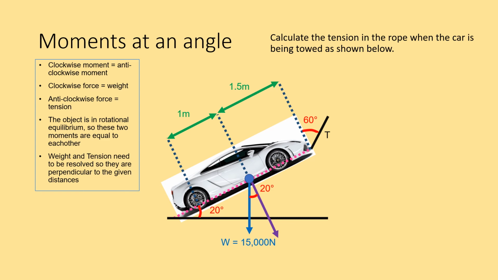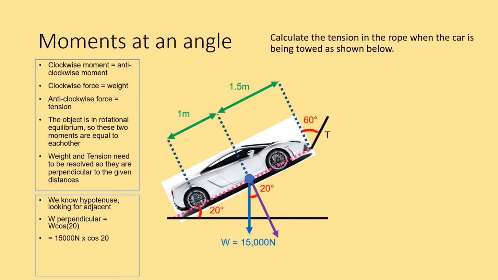We know that this angle here is 20 degrees. This will give us the contact force, the normal force. We are looking for an adjacent, so we're going to use cos here. So we're going to use cos 20. 15,000 newtons times cos 20 is going to give us the normal force of 14,095 newtons.